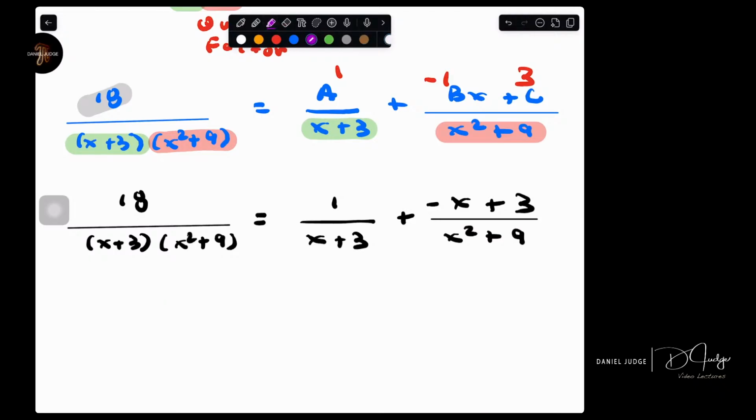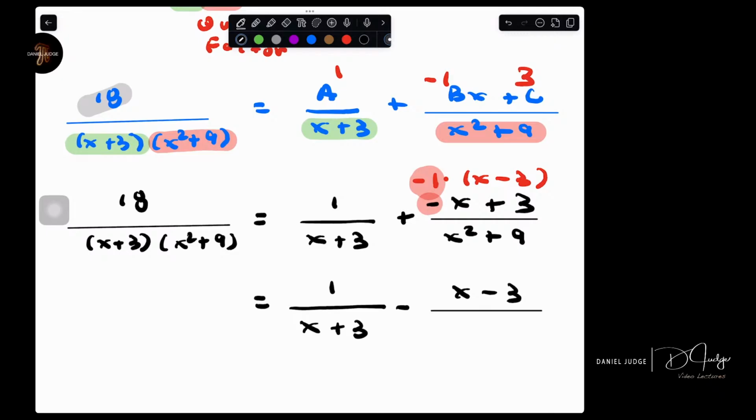So let's take a look at this portion here. I can factor out a negative 1. So if I factor out a negative 1 here for that first leading term, because it's negative x, you got to put x minus 3 there. Now, I'm looking at what's happening here. This is what I'm saying. Factor out that negative 1. That means the first term is the same. I can put minus x minus 3 over x squared plus 9.